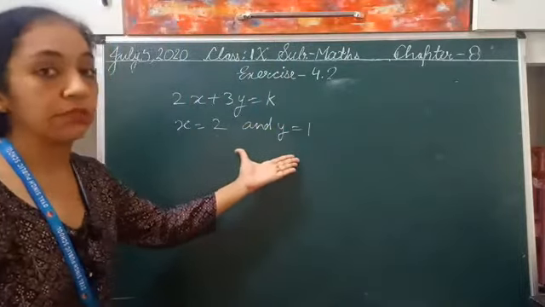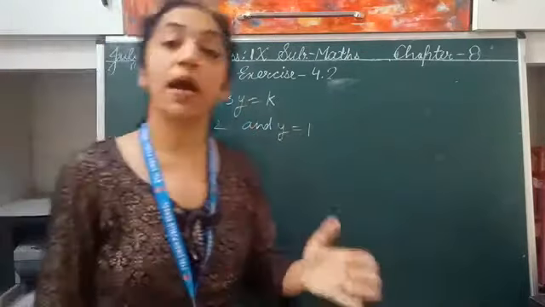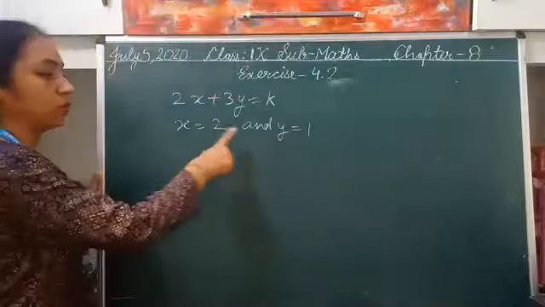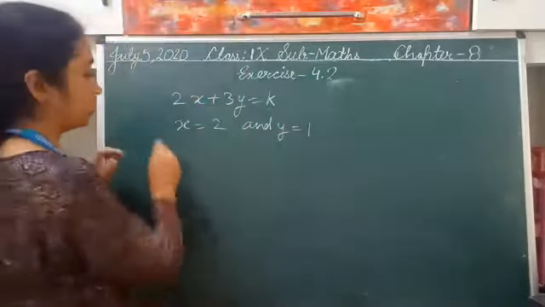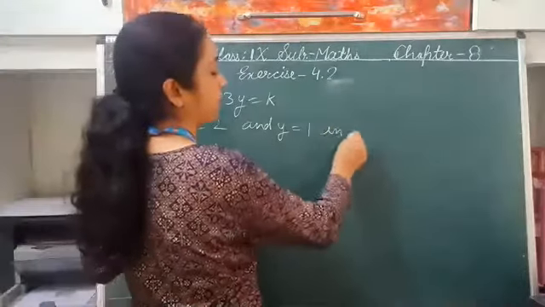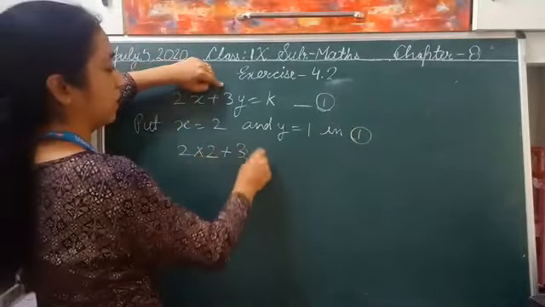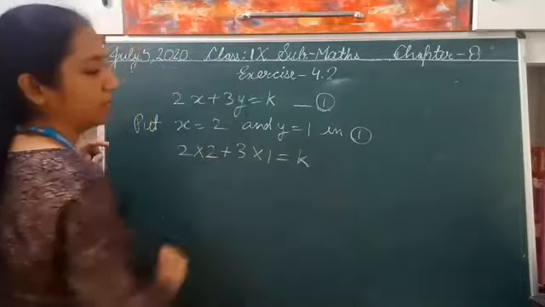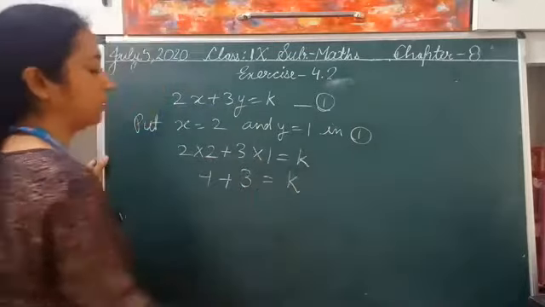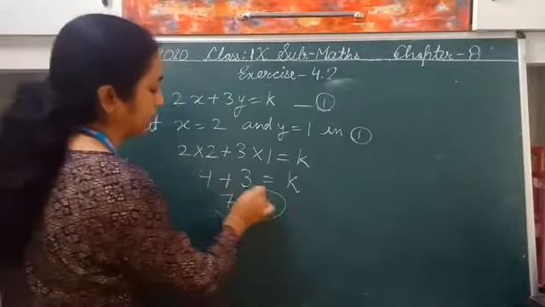If they are the solutions, means if we put x is equal to 2, y is equal to 1, आपकी left side और right side equal आनी चाहिए, right? Left and right side they must be equal if you put x is equal to 2 and y is equal to 1, right? So let me put x is equal to 2 and y is equal to 1 in first equation, right? So you will get 2 multiply 2 plus 3 multiply 1, this is equal to k. 2 2s are 4 plus 3 1s are 3, this is equal to k. 4 plus 3 is 7, so we have the value of k as 7.